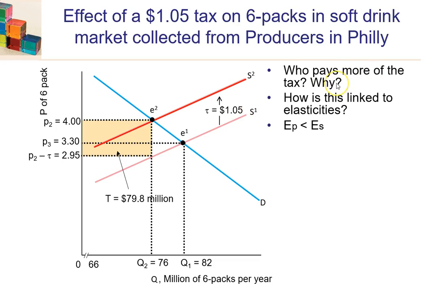Why is the buyer paying more? In this example, this would indicate that the buyer is the less responsive party to this tax increase. So how is this linked to the elasticities? Well, the price elasticity of demand for the buyer in absolute value is smaller than the price elasticity of supply for the seller. Because the buyer is the less responsive party to this price increase, they pay the greater portion of this $1.05 tax.